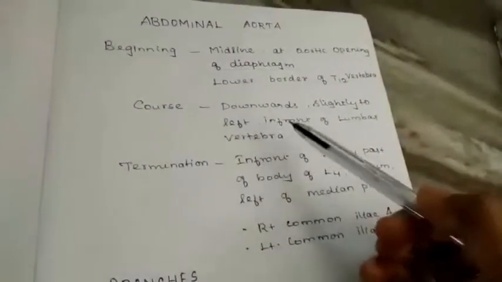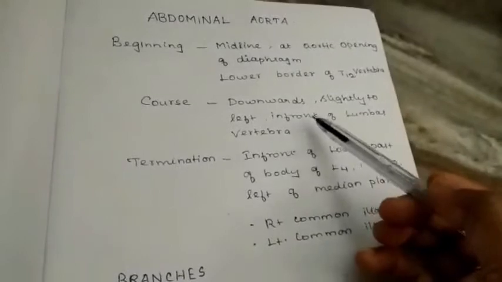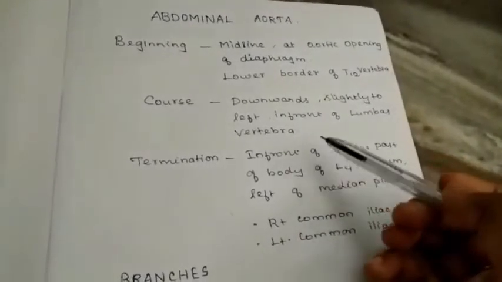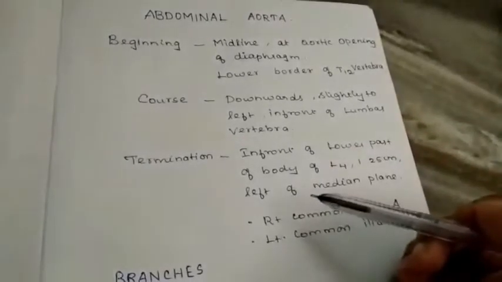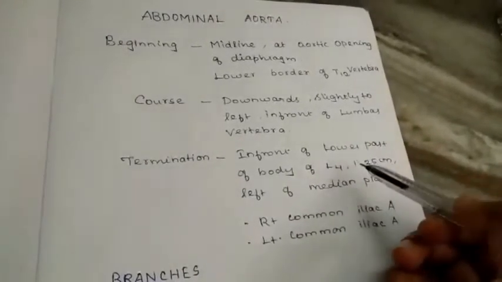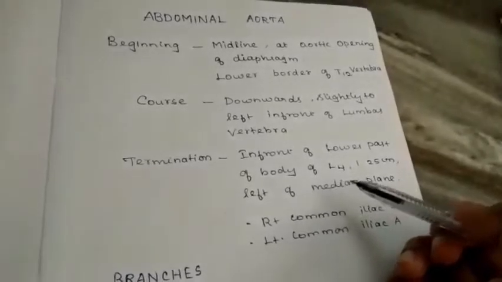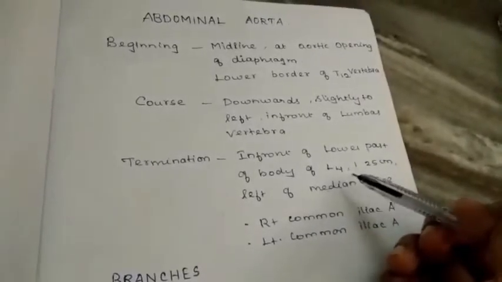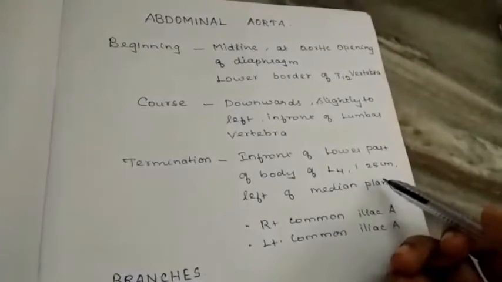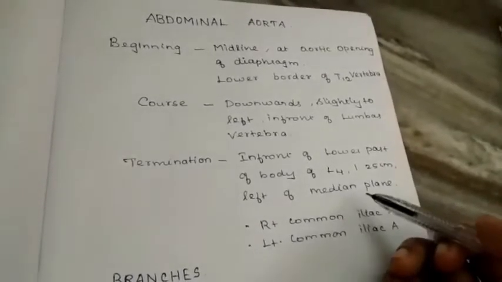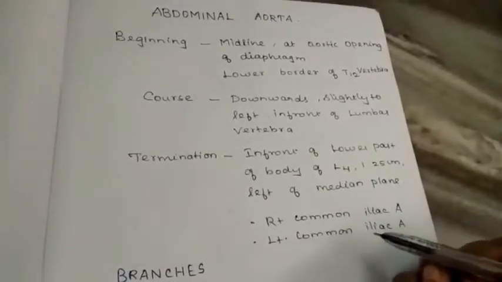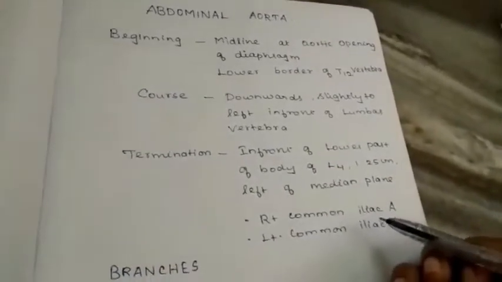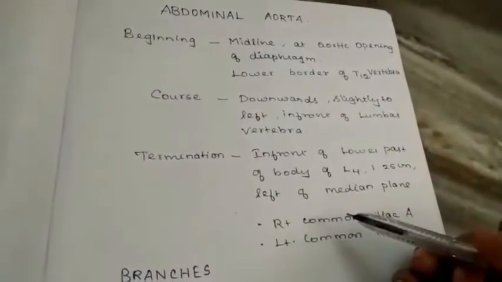Regarding the course of the abdominal aorta, it runs downwards slightly to the left in front of the lumbar vertebrae, and the termination of the abdominal aorta is in front of the lower part of the body of L4 vertebra, that is 1.25 centimeter left of the median plane. It terminates into right common iliac artery and left common iliac artery. This is about the beginning, course and termination of the abdominal aorta.